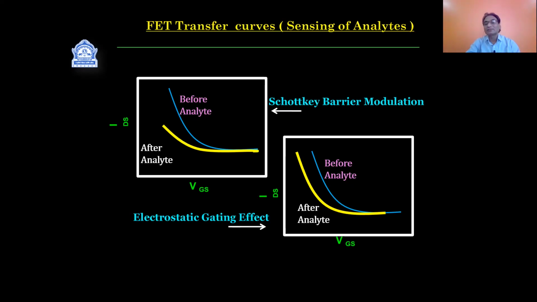In reality, you are going to have a combination of both. Your threshold will be different and the slope will also be different. This means the effect of contact resistance will also be modulated a bit, and there will be an effect of the electrostatic gating effect on these devices as well. So this is what is important whenever you are doing FET sensing. This is very, very important.